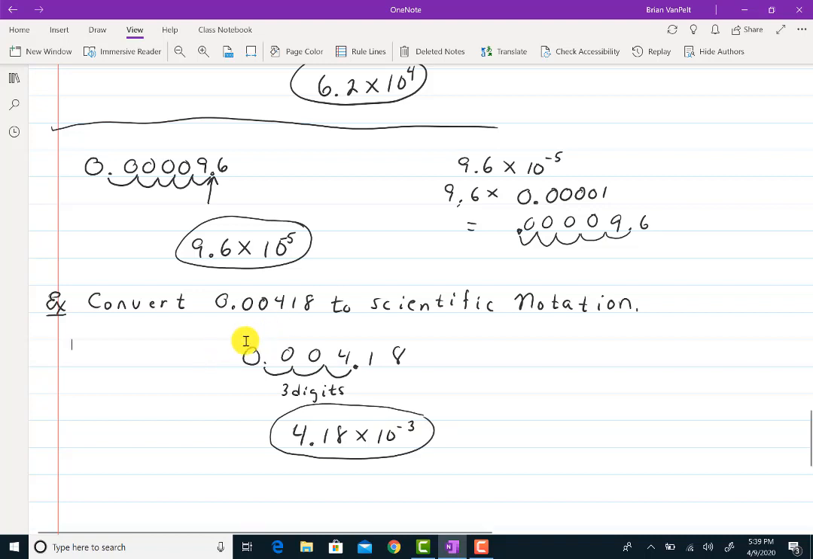So remember, this is always what you want to have. The decimal must fall after the first non-zero digit.